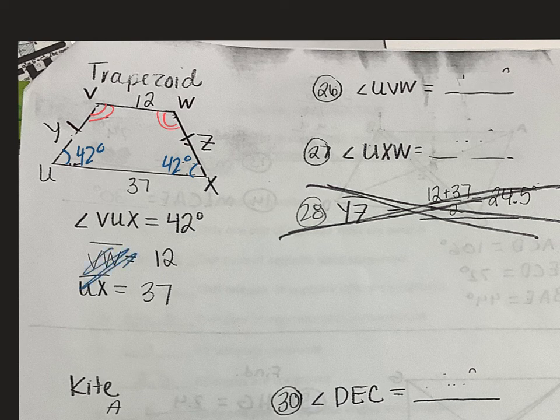Okay, and we don't need this for what we're doing. So we know that the red and navy blue angles have to add up to 180. So we can do 180 minus 42 to get 138 for each of our red angles. So angle UVW is 138 and UXW is 42.